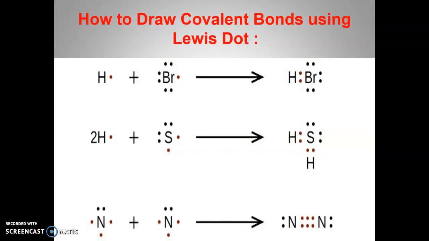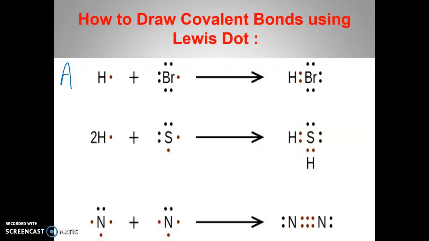So here, we're going to form, in the first example, so let's say example A, we're going to form what we call hydrogen bromide. Bromine has 7 outer valence electrons. If you find that on the periodic table, you would see that it is in the 17th group. So it has 7 outer valence electrons. It needs one more. Hydrogen needs one more.